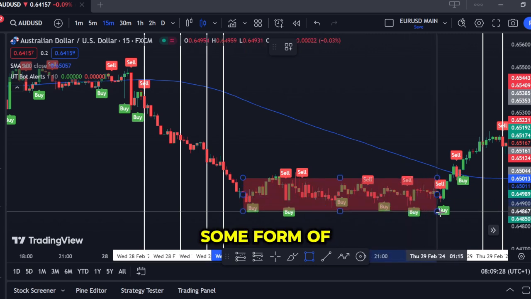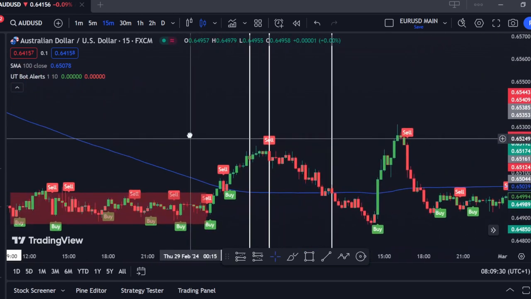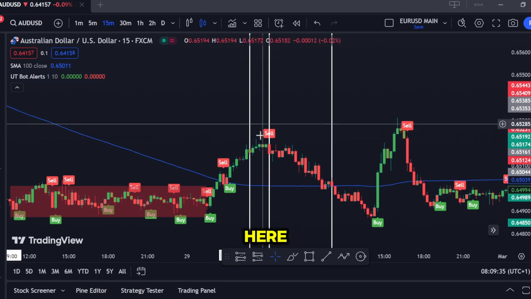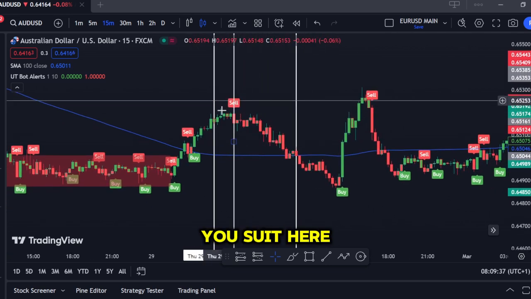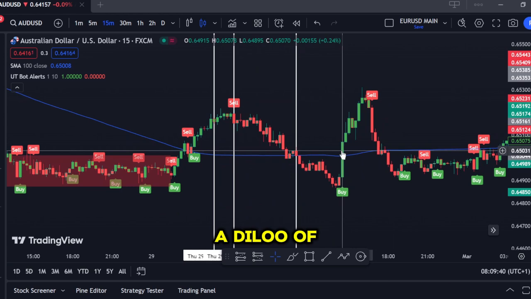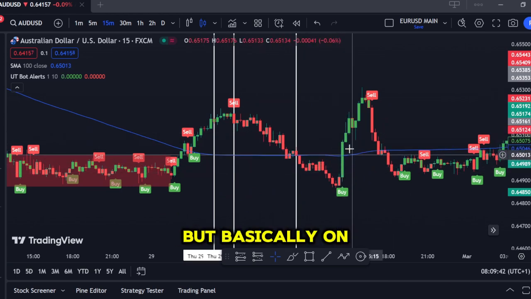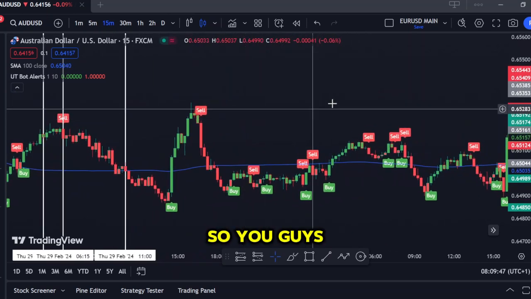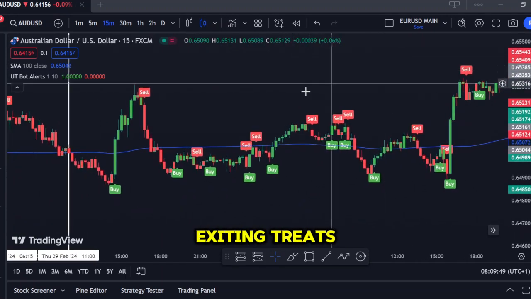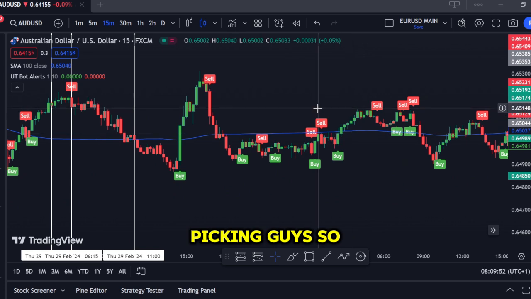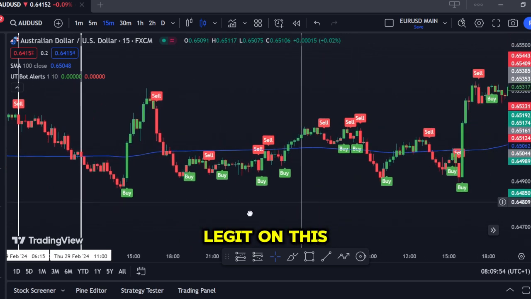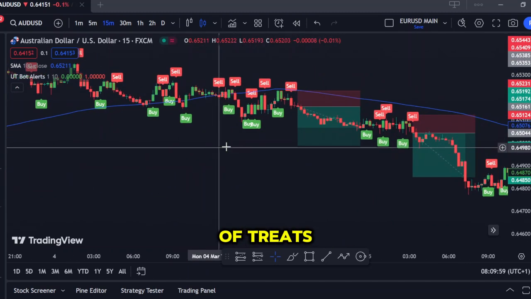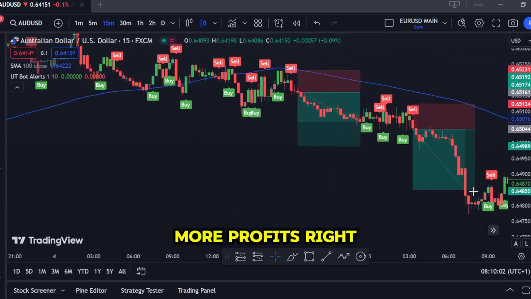Then what happened next? The market went in some form of a range, right? You can see if you had bought here, it told you to sell right here, which is also the top of the range. If you sold here, it told you to get out here, which is at the low of the range, but basically on a very big candle, which might not be that fun. So you can see how this is very, very good for exiting trades. I'm not cherry picking, guys, so you know this is actually legit. This indicator, personally, I'll use it for exiting trades, so that you can get more profits, right?